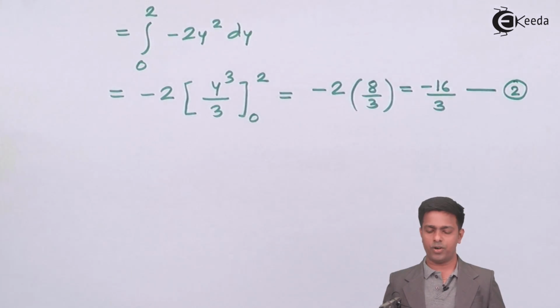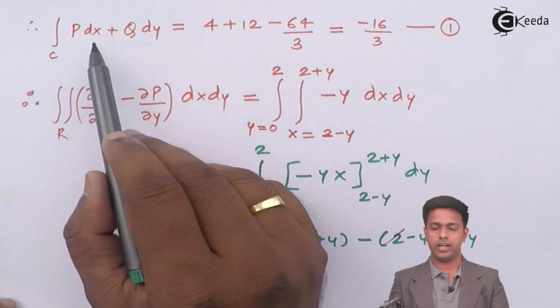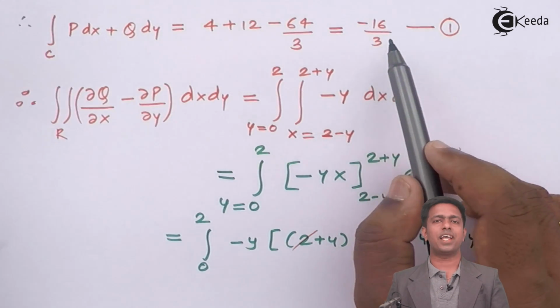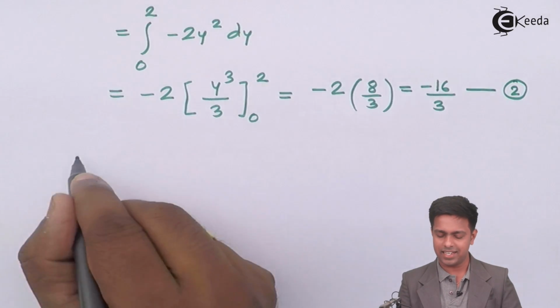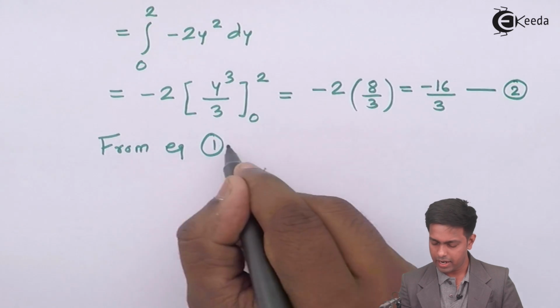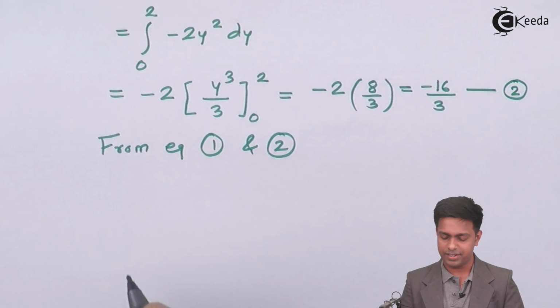So this is the value of the double integral, which is our RHS, and here we got the value of LHS. Now if you see equations 1 and 2, we got the same value, negative 16 upon 3. So guys, here I can say that from equation number 1 and 2, Green's theorem is verified.